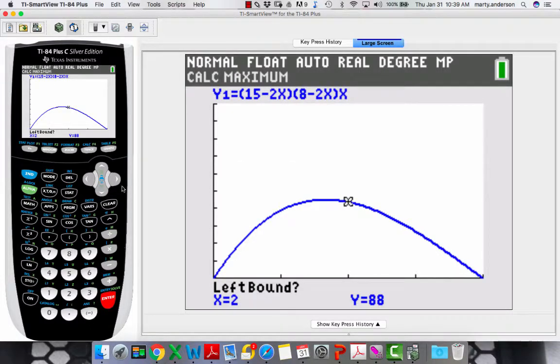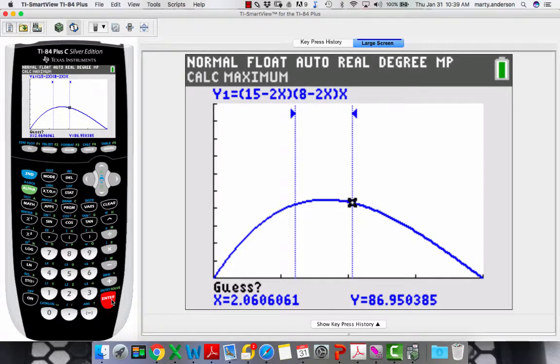Now I want to go left bound. I'm going to surround my maximum value. So click over to the left, everything in the box to the left, and enter. And then I can click to the right bound. So I'm surrounding my maximum value, and I'm asking my calculator to find me the maximum that is in between this interval that I have set up. I know my high point is in there, and it's asking me if I want to guess. So you have to hit enter another time. Some people don't do that.